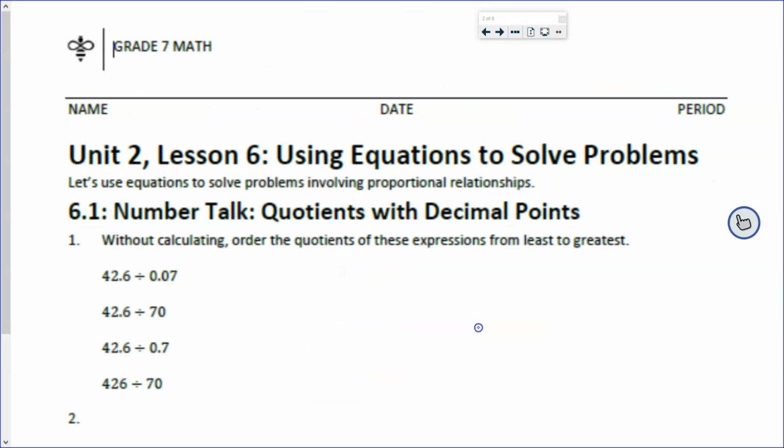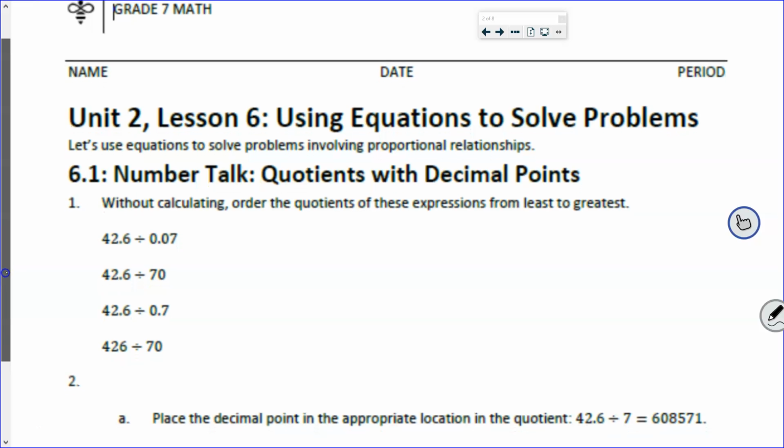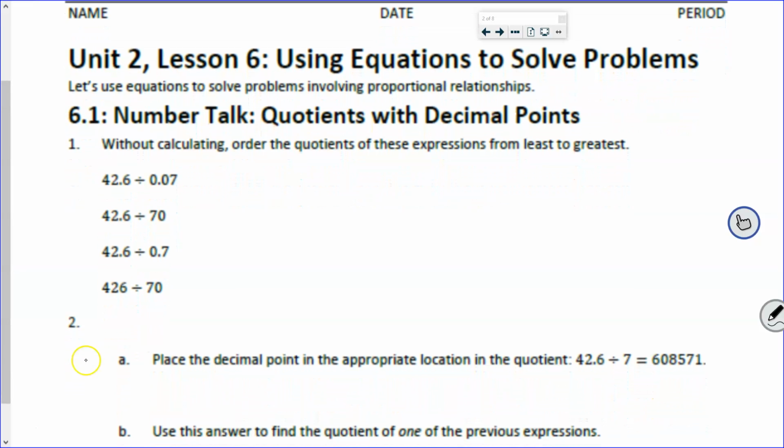And now we're going to switch gears and look at the Unit 2 Lesson 6 warm-up. It's a number talk. And we want to do quotients with decimal points without calculating. That means we are not using our calculator. I want you to order the quotients from least to greatest. Go ahead and work with your groups, talk about it. We're not actually typing these into our calculator. We're not actually doing the long division.